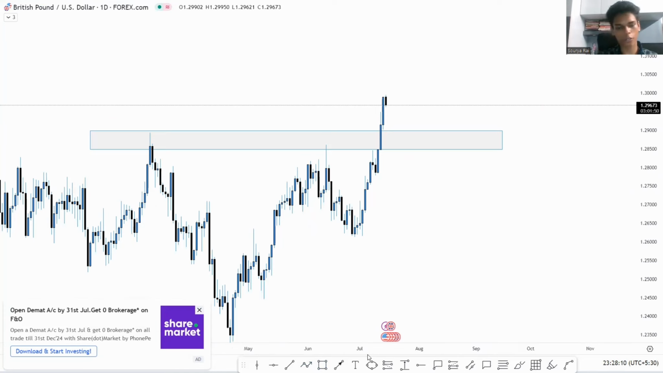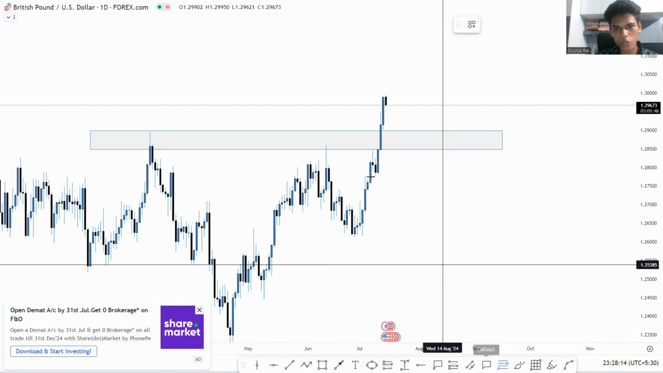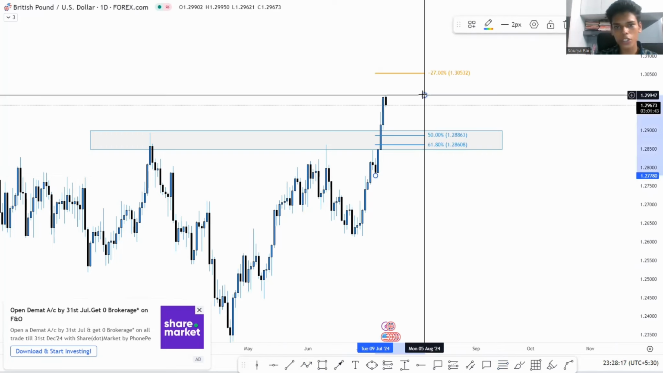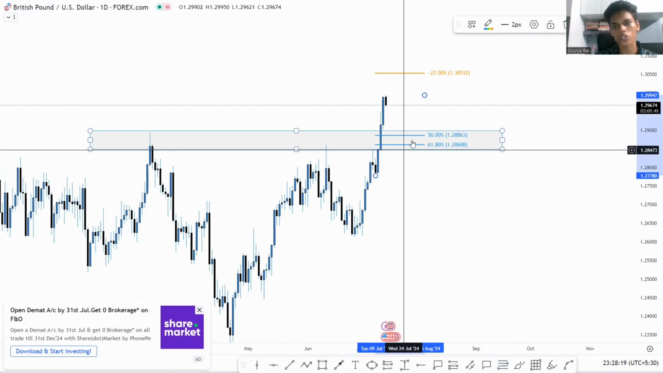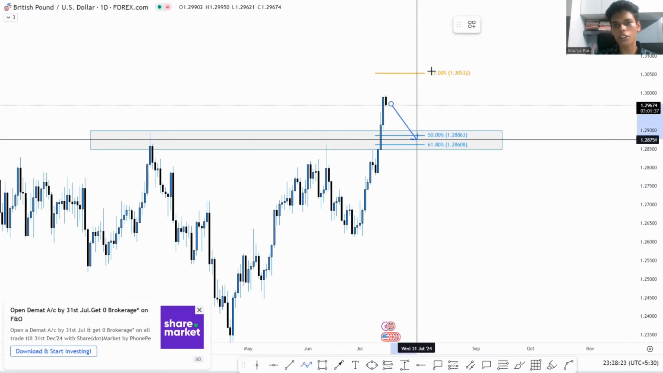And if we even plot our fib from the low to the high, let me grab my fib tool from here to here. This zone also aligns with our golden zone. So this would be a high probability upward trade from here on.